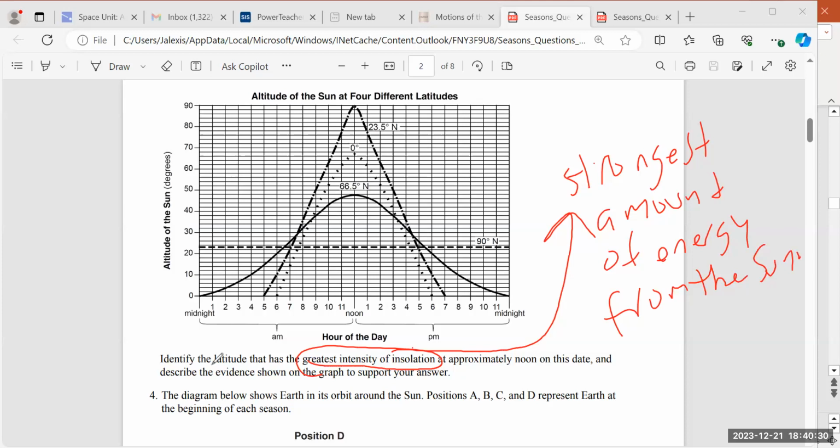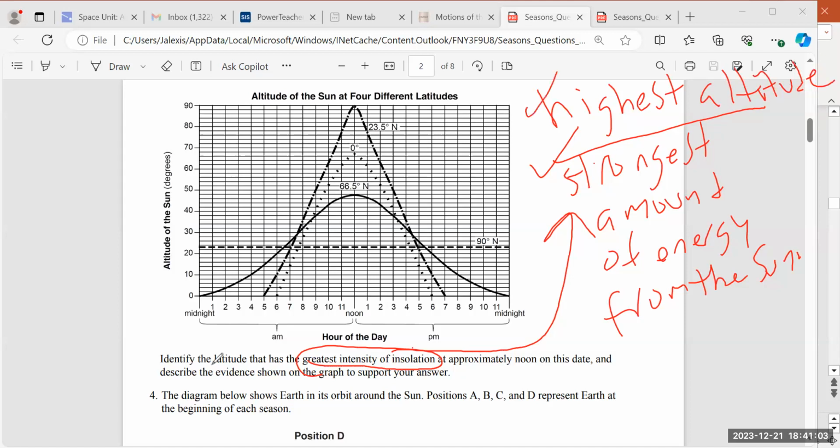Now here's the rule. You only get the strongest amount of energy based on the altitude of the sun. Now, does the sun have to be very high or very low to get the strongest amount of energy? What do you think? You're correct. It has to be very high. So if I want the strongest amount of energy, the sun has to have the highest altitude.